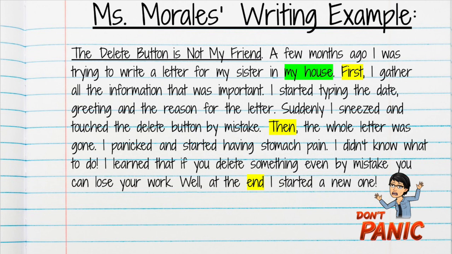So that's my story. Now I want you to take a look at my story. I start with a topic sentence, with a catchy one, like the delete button is not my friend. If I see something like that, I say, wait a minute, what is this person talking about? I'm going to read that story. I also gave my story a setting. It was in my house. I used the words first, then, and end. That's my narrative story. Now we're going to listen to Miss Sider's narrative story.